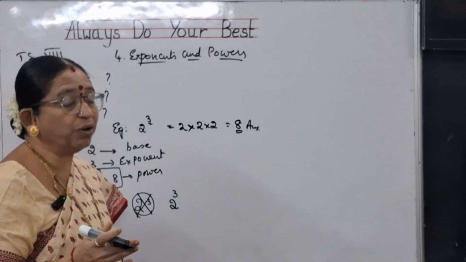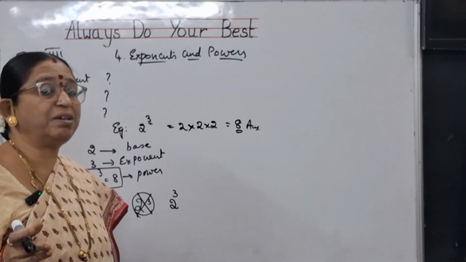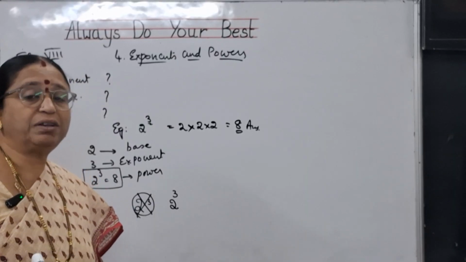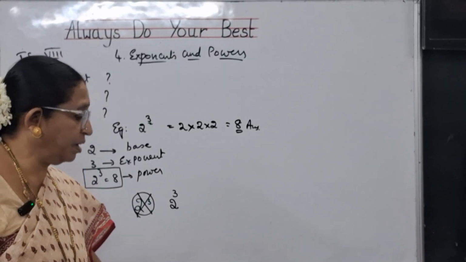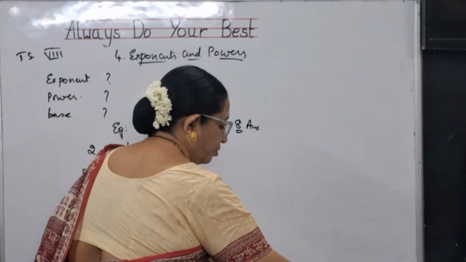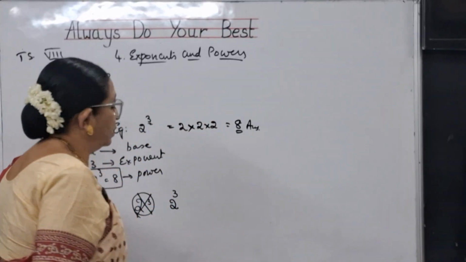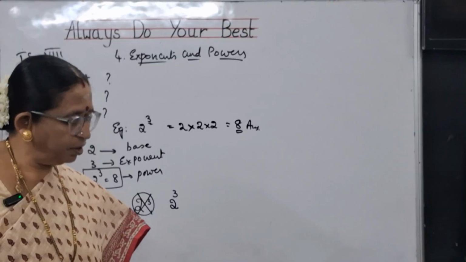Usually, we call it a power, but actually we should call it an exponent. The exponent will tell you how many times the base has to be multiplied. So this is a small introduction about this, children. Please note it down.